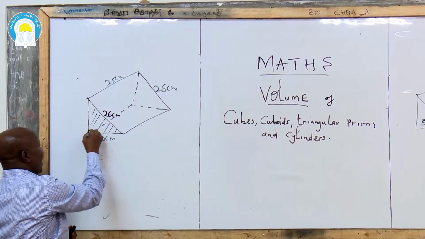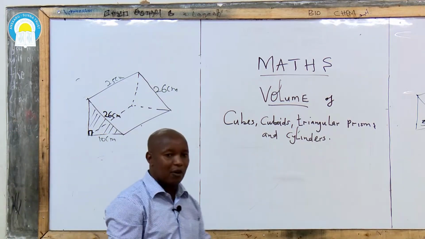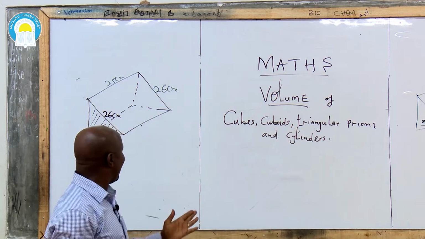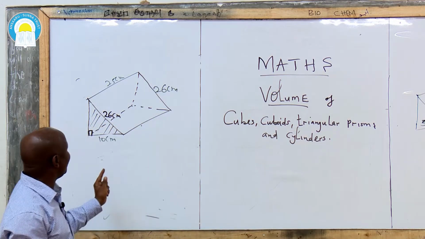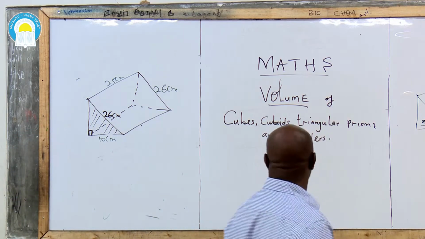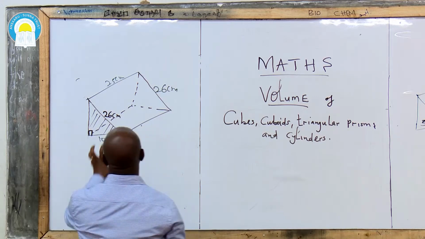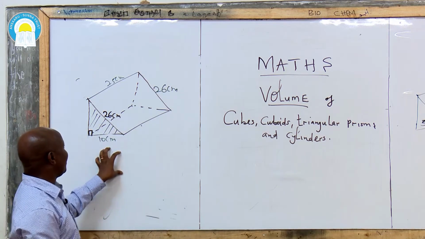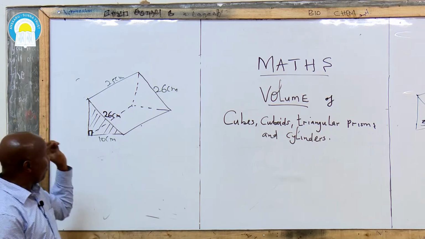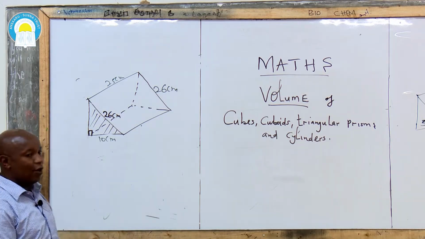So class, when you come to the area of a triangle, half multiplied by base multiplied by height, in our case we don't have the height. Class, I told you earlier, before you look for the area of that triangle, you have to look for the height because the height is not given. Once you are given the hypotenuse and the base, you just square the hypotenuse, subtract the square of the base, and then you find the square root.